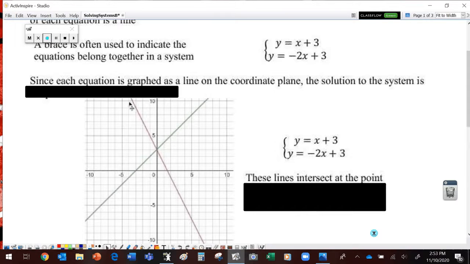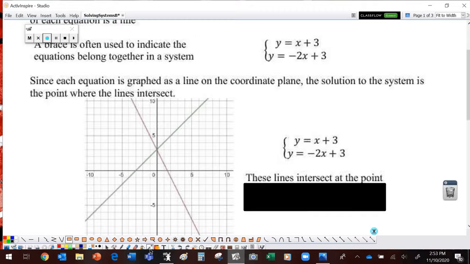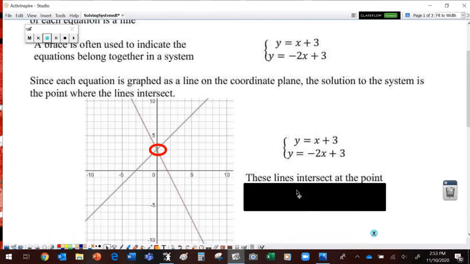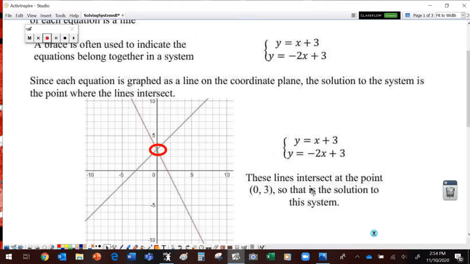But if I want to solve a system of equations, I need a point that's on both lines. So what I'm looking for is the point where those two lines intersect. So in this case, the point where these two lines intersect is right here. Okay, and that is the ordered pair 0, 3. So since they intersect at the point 0, 3, that's the solution to this system.